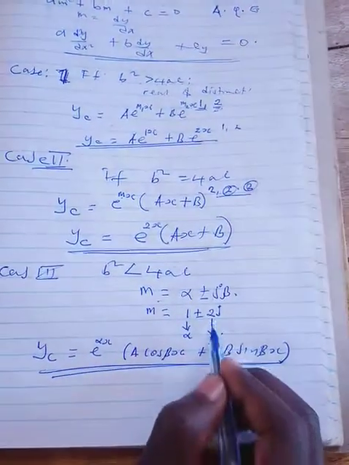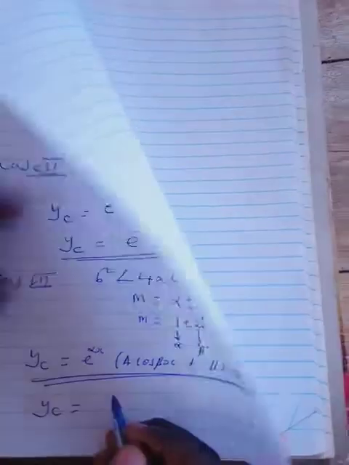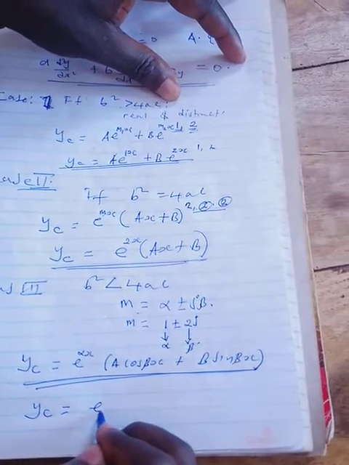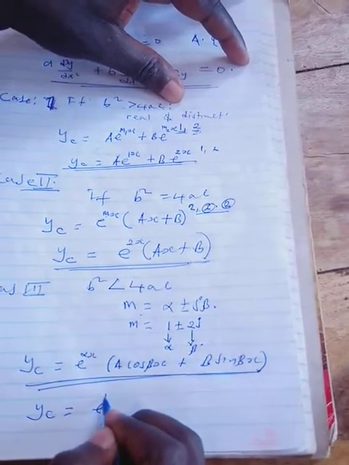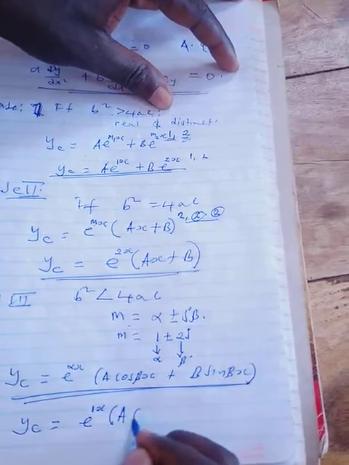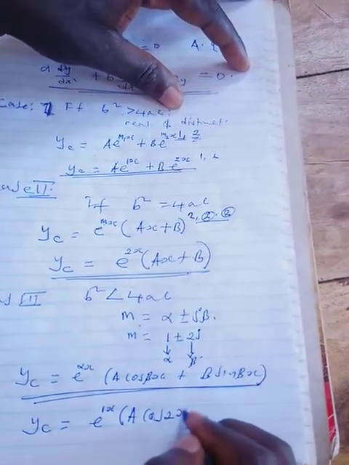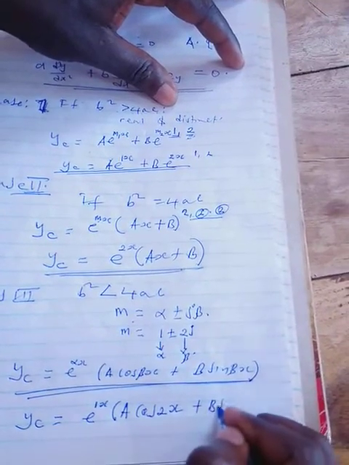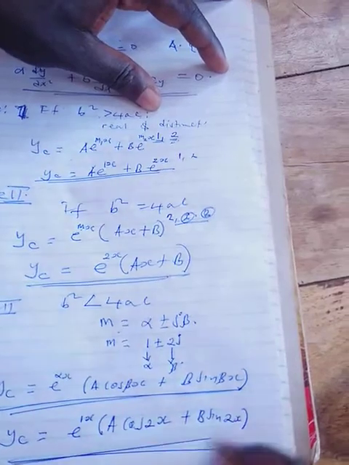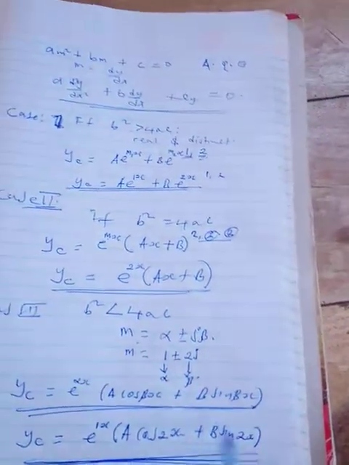For example, if you have 2 as our beta, then our complementary solution will be in the form of: our alpha is now 1, so we shall have exponential of 1 times x into (a cos, what is beta? Our beta is 2, cos 2x plus b sine 2x). This is the complementary solution for such a differential equation giving you complex roots.